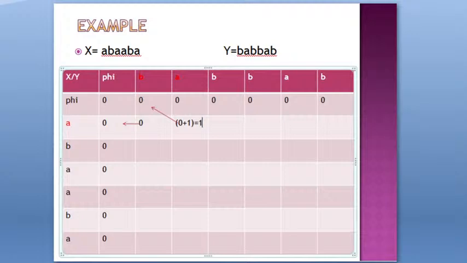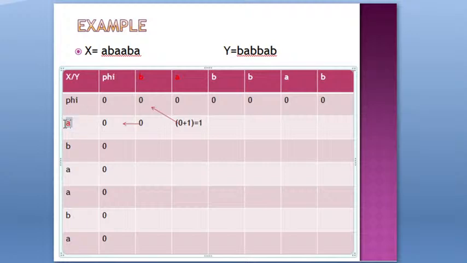Okay, I am repeating it again. Initially the table is created, and the first row and first column values are nothing but 0, as per your algorithm. Check your algorithm, as I told you, the first row and first column will be 0. After that I need to check each and every character to match.